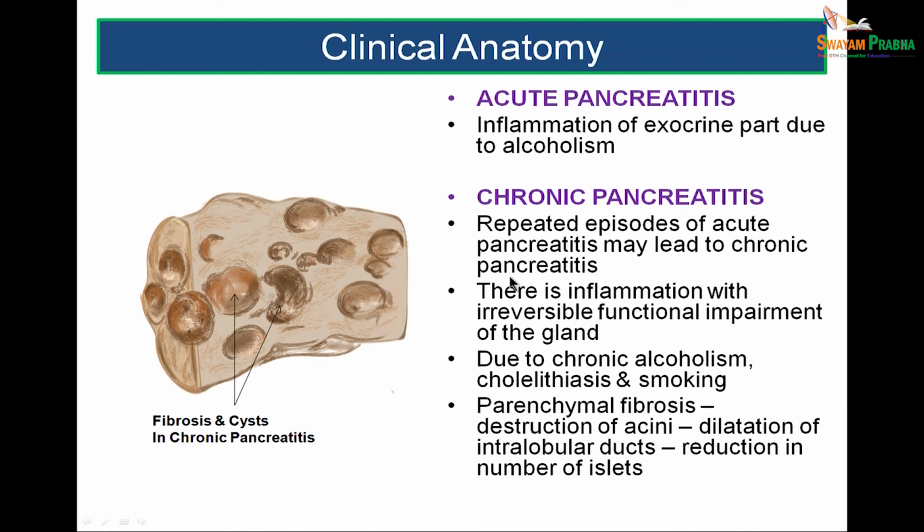There is inflammation, there is irreversible functional impairment of the gland, usually due to chronic alcoholism or smoking or cholelithiasis, that is gallstones. There is fibrosis of the parenchyma, there is cyst formation due to dilatation of the intralobular ducts, and there is a destruction of the islets of Langerhans. So, there is a destruction of the tissue, destruction of the duct system, destruction of the islets, and fibrosis or scar formation in chronic pancreatitis.